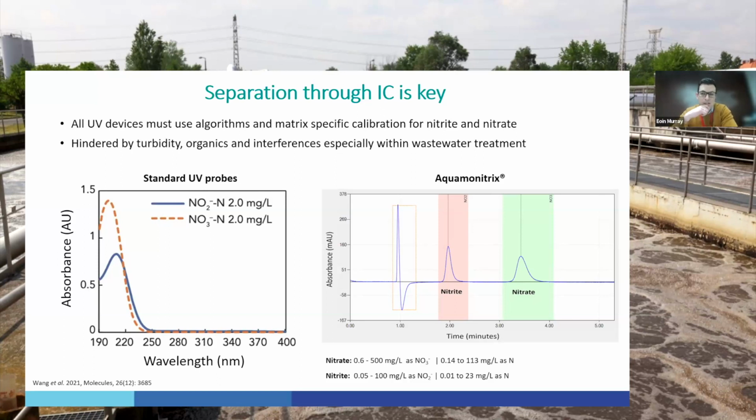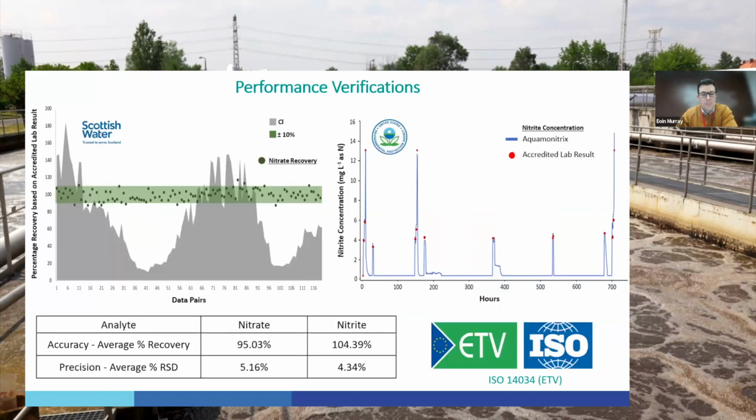In terms of analytical range, for both NO3 and NO2, it's 0.6 to 500 milligrams per liter as NO3 and 0.05 to 100 milligrams per liter as NO2. So a very broad range. We configure the system based on the customer's application. If we're going into drinking water, we configure it with a larger sample loop, and vice versa. If we're going into wastewater or highly polluted waters, we configure it with a smaller loop. So the configuration is tailored for the application, but it's a very straightforward configuration.